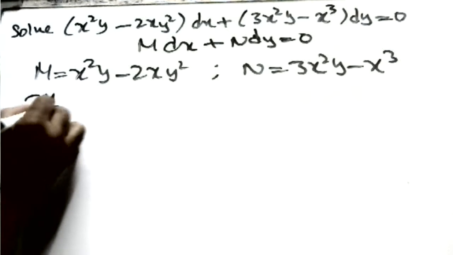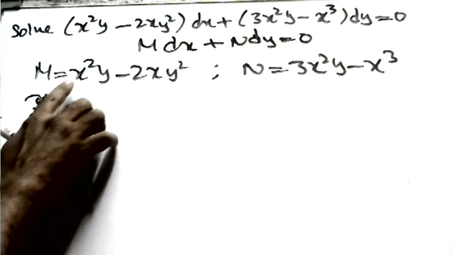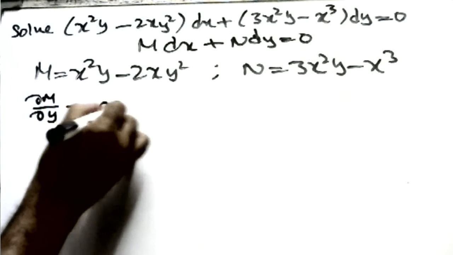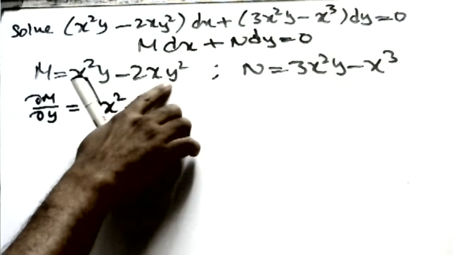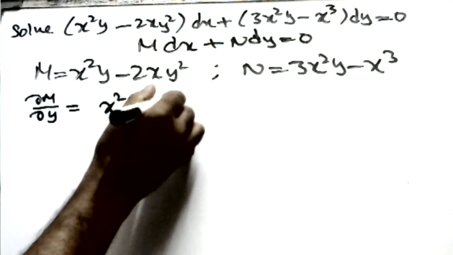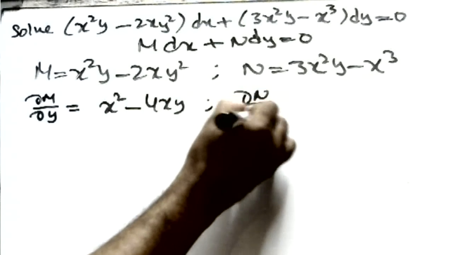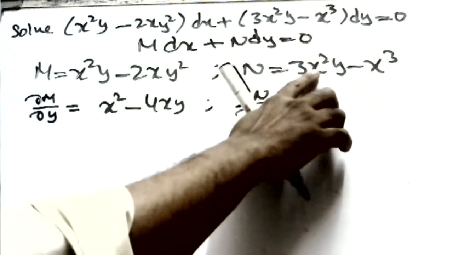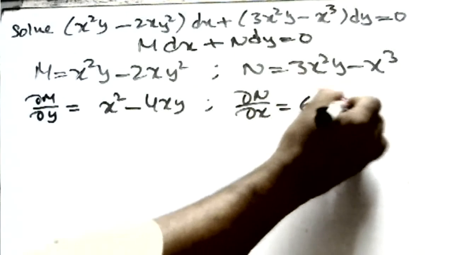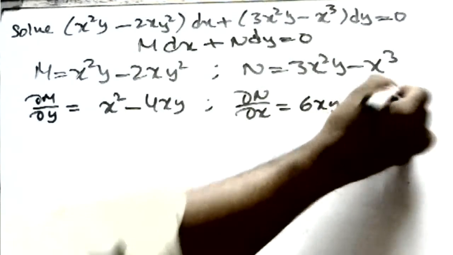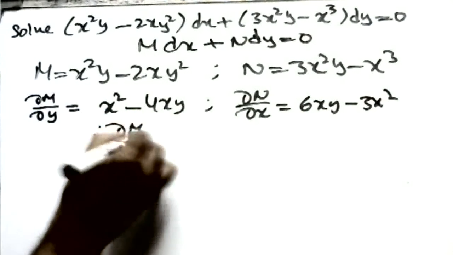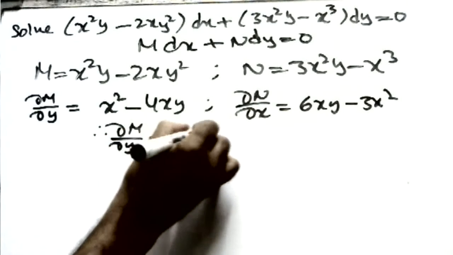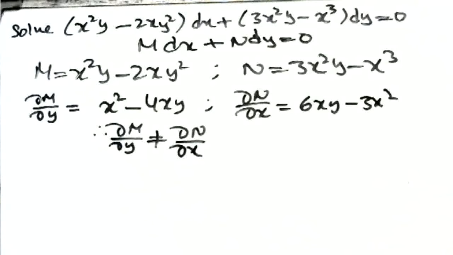So let me find dou M by dou y, with respect to y. We do not differentiate x square, we write it as it is. d by dy of y will be 1 into x square, minus y square is 2y, so 4xy. Now see here dou N by dou x, with respect to x, x square is 2x, so 2 times 3 gives 6xy, minus x cube gives 3x square. We don't have equal values, therefore dou M by dou y is not equal to dou N by dou x. Okay, so we have to change the method.